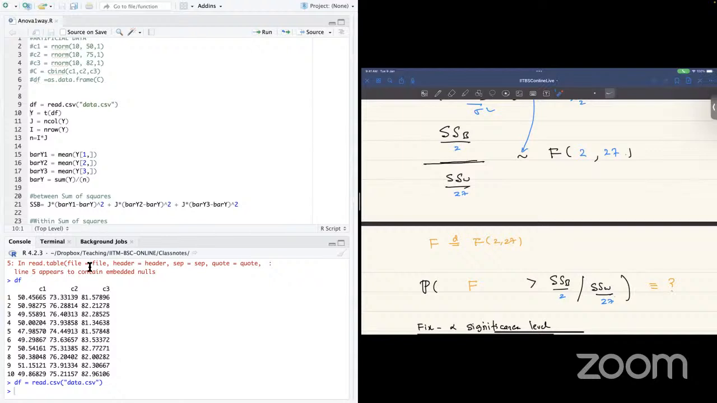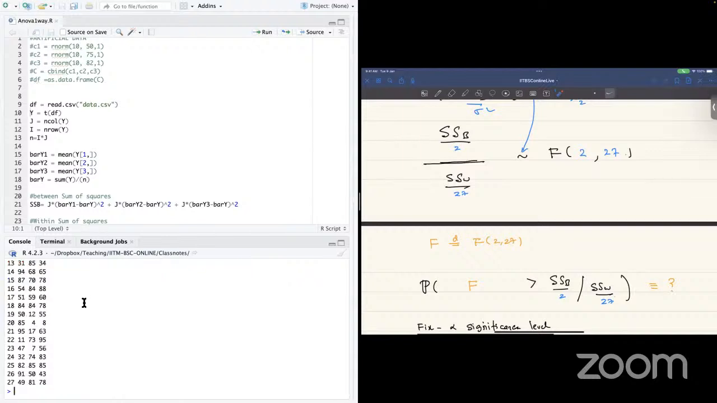Okay, very good. Now let's see DF. Yes, now my DF is correct. This is the DF that I have. You should all have the same thing, right? I've called it C1, C2, C3, and G1, G3. Then I transpose Y again. J is this, I is this, N is this.